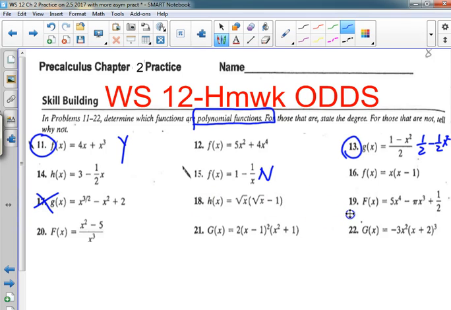19. You graph this one? It is still yes. Pi is just a number, right? The coefficients can be anything. This is a yes. 21? Yeah. All right.